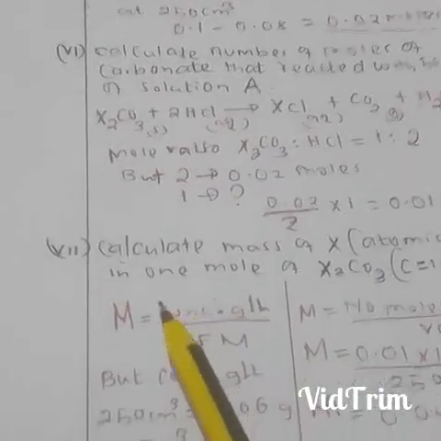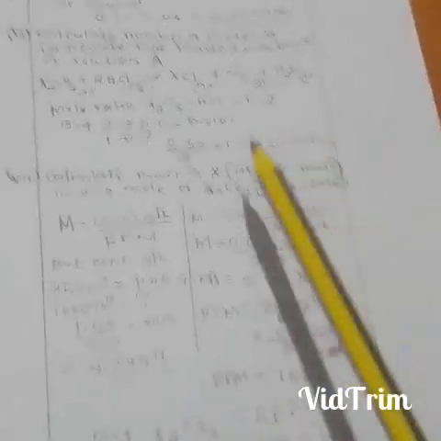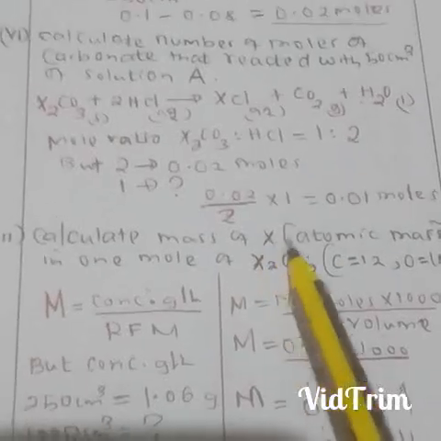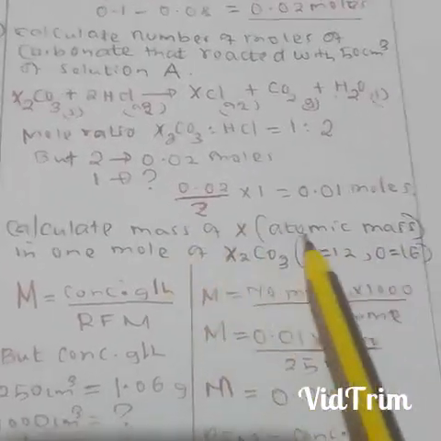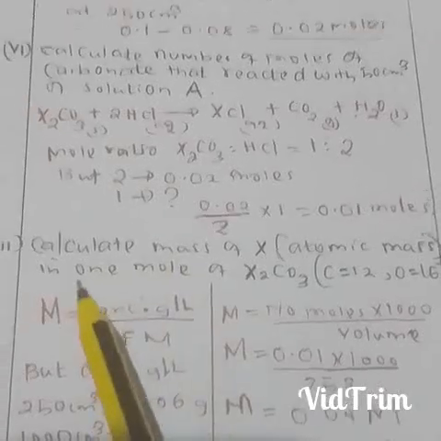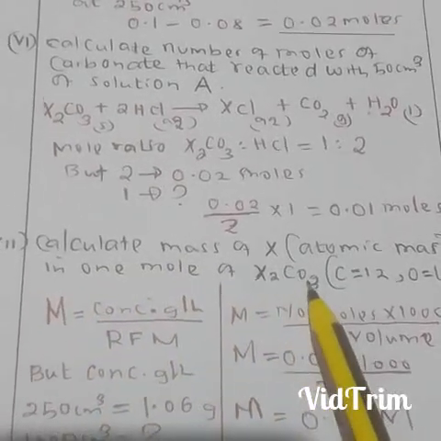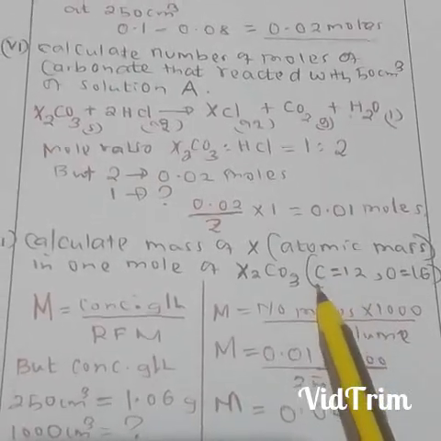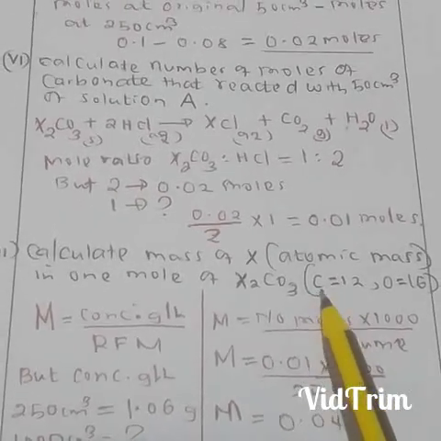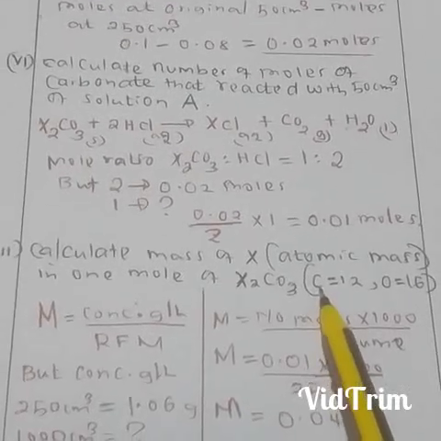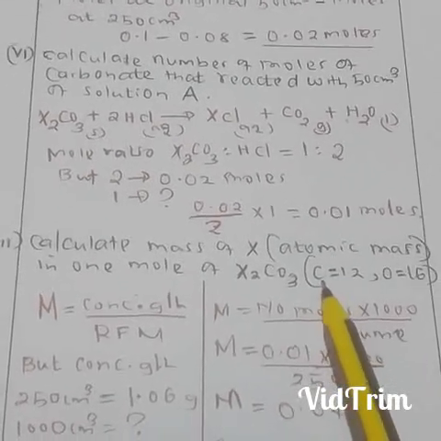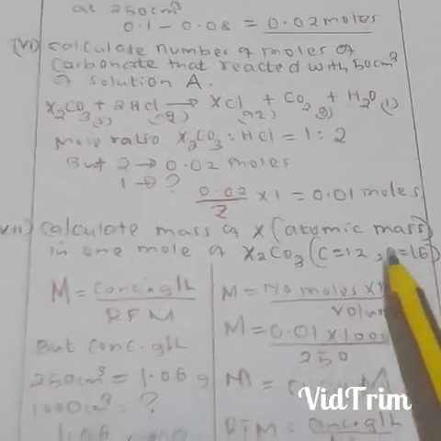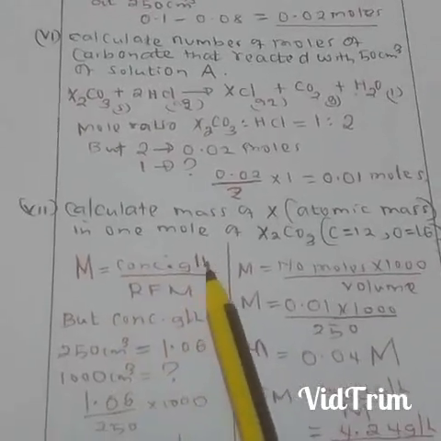Then we move now to the last question. This last question, my student, they are saying you calculate the atomic mass of X. Calculate the atomic mass of X in 1 mole of the X carbonate. But remember, in the brackets you have been given a hint. That is the relative atomic mass of individual elements in this carbonate. For example, carbon is equal to 12, oxygen is equal to 16. So my student, they want you to calculate the value of X.